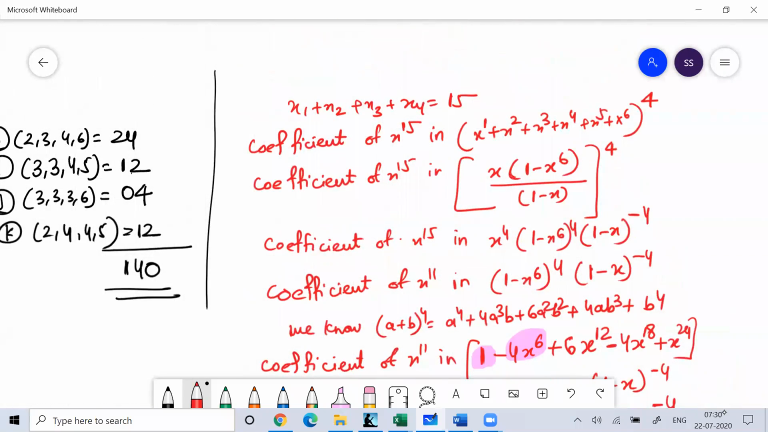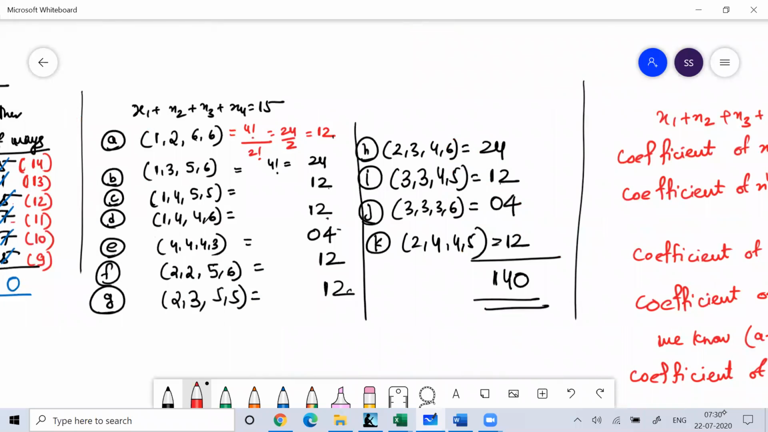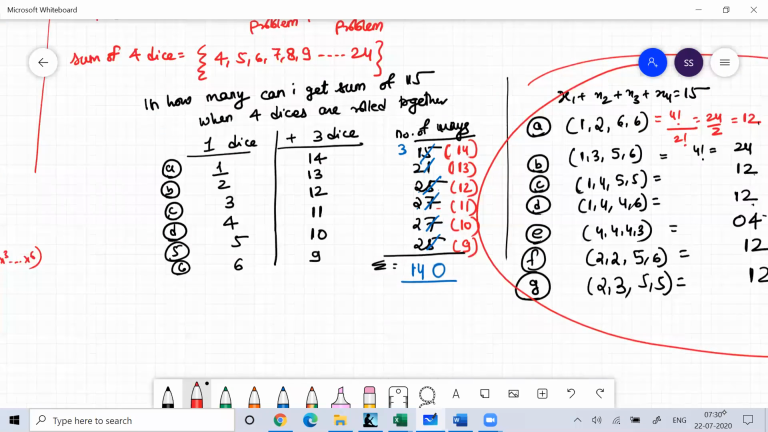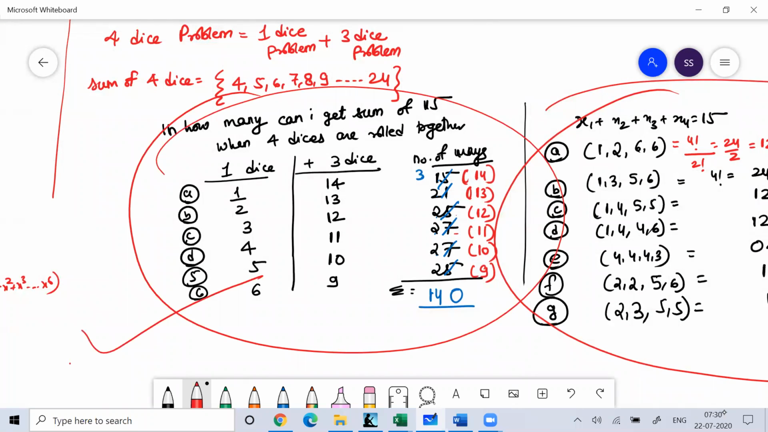So this is what you can do with the multinomial theorem for the same problem. Or you can spend time thinking about all the possible cases, or you can solve this problem the easier way. The easiest way to solve a four dice problem would be to consider one dice and three dice, and you will get the answer very easily. So this session, one session dedicatedly, I wanted to discuss the problem on dice. I hope you have enjoyed learning the concept on problem on dice. I really believe that it will definitely help you solve permutation combination questions in a much better way.